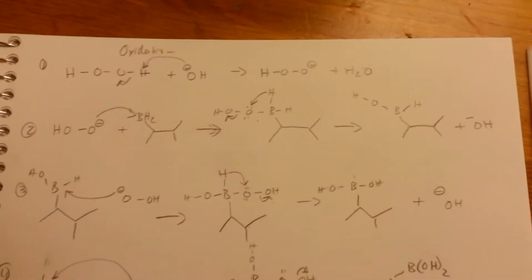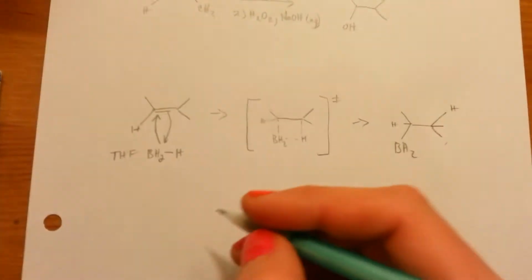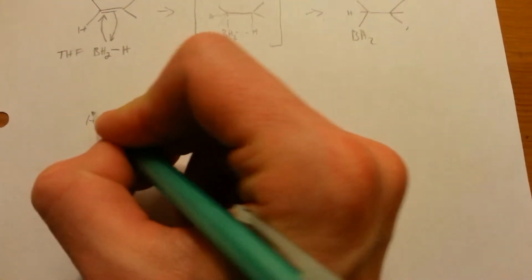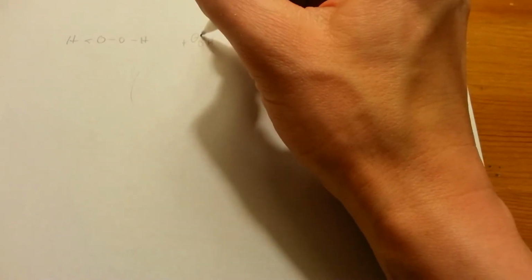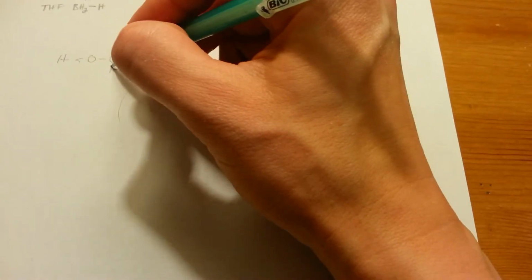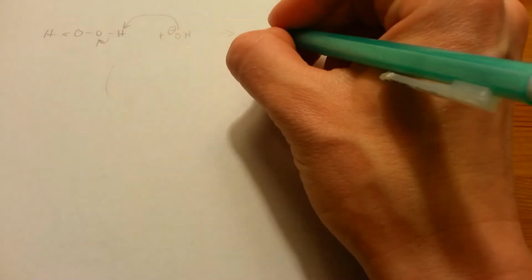So you start out with your H2O2. Let me just write it out here. So you start out, let's see, H2O2 plus OH negative. Your OH negative takes one of your H's, and you are left with HOO negative and water.